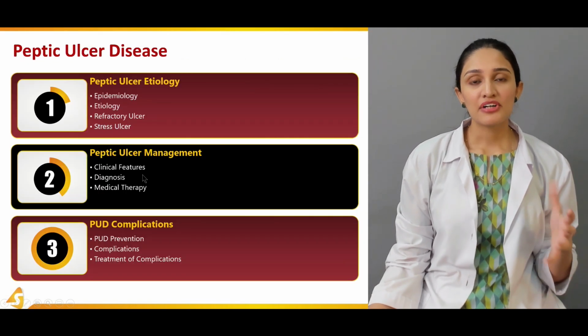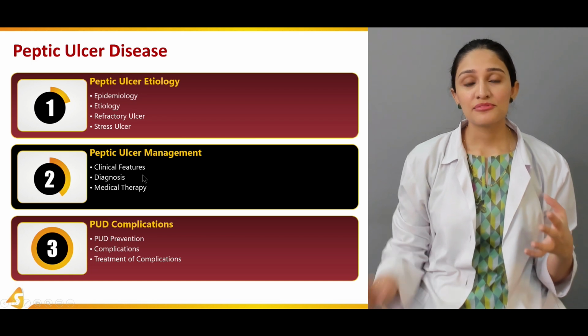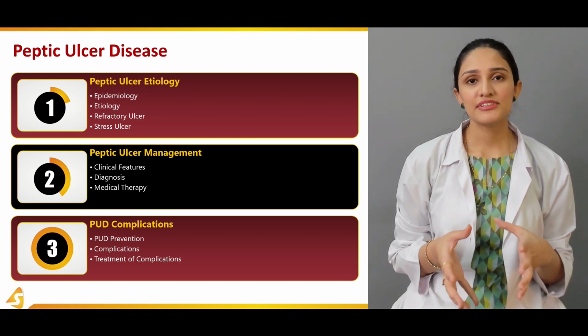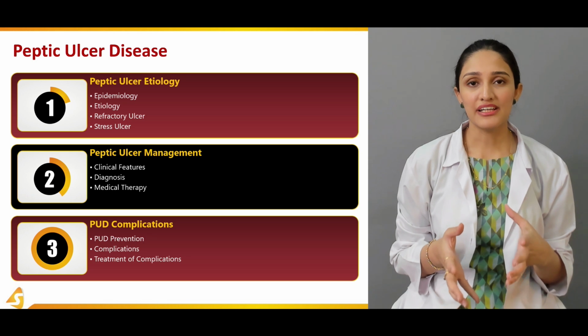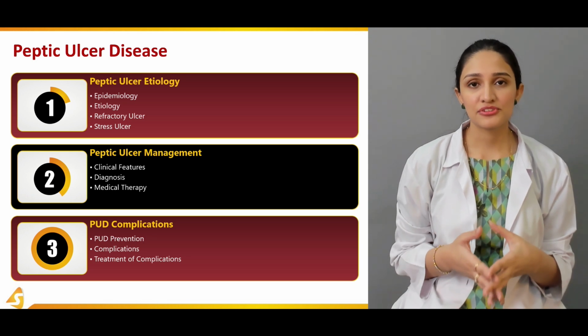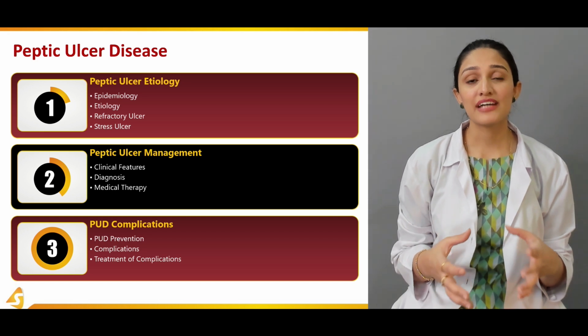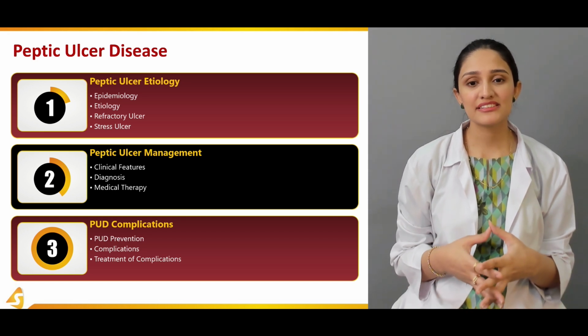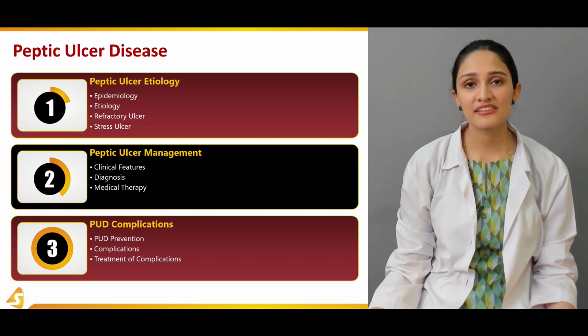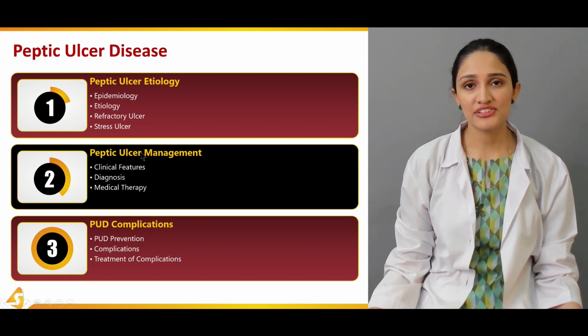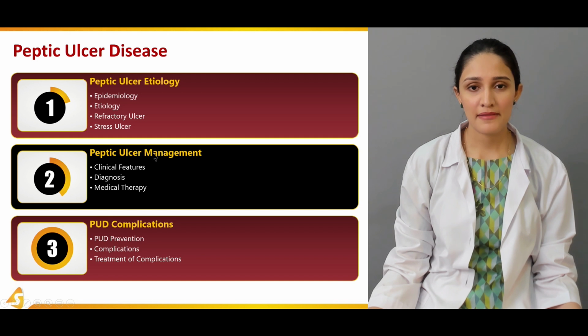So we'll be studying about different clinical features and alarm features. What are the alarm features that a patient might present with, and what are the next steps that we should do with those patients? We'll be studying about different types of diagnosis for peptic ulcer disease and the medical therapy that we can provide to these patients.